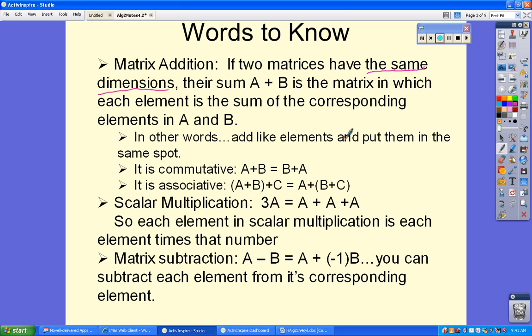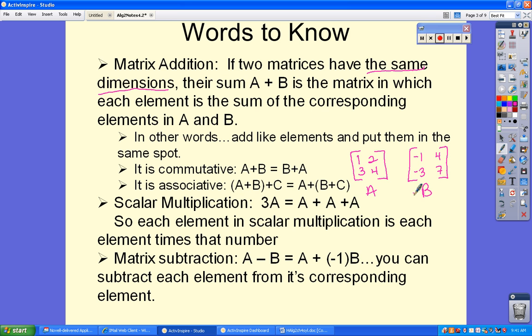Okay, so here's the process. You're just going to add like elements and you're going to put them in the right spot. It is commutative. You can take matrix A and add it to B, or you could take B and add it to A. I'm going to go ahead and throw an example up here. Let's call this one A, and let's call this guy B. I'm going to go with 2 by 2 matrices here. 1, 2, 3, 4, real creative. And how about negative 1, 4, negative 3, 7.